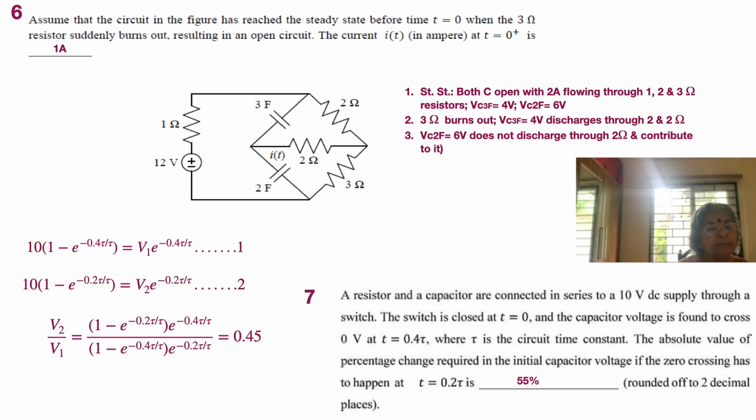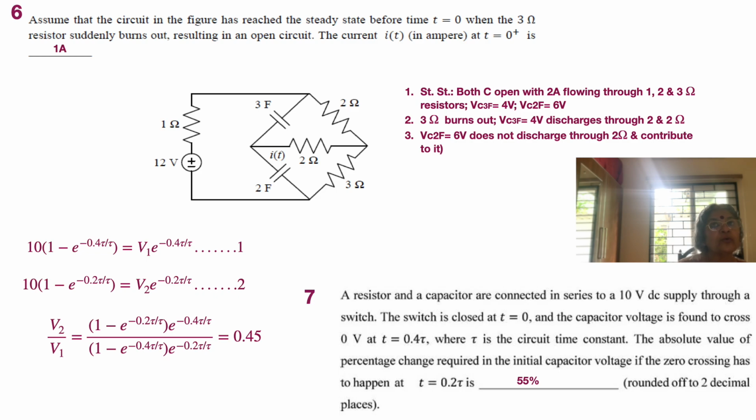But let's read the problem. Assume that the circuit in the figure has reached the steady state. Okay, so this is the steady state that we talked about before time t equal to 0, when the 3 ohm resistor suddenly burns out. Okay, so now we are having a different thing. That is, we are not having switching, but a resistor is burning out or changing the circuit, and so we are having a transient, resulting in an open circuit. The current IT in amperes at t equal to 0 plus.